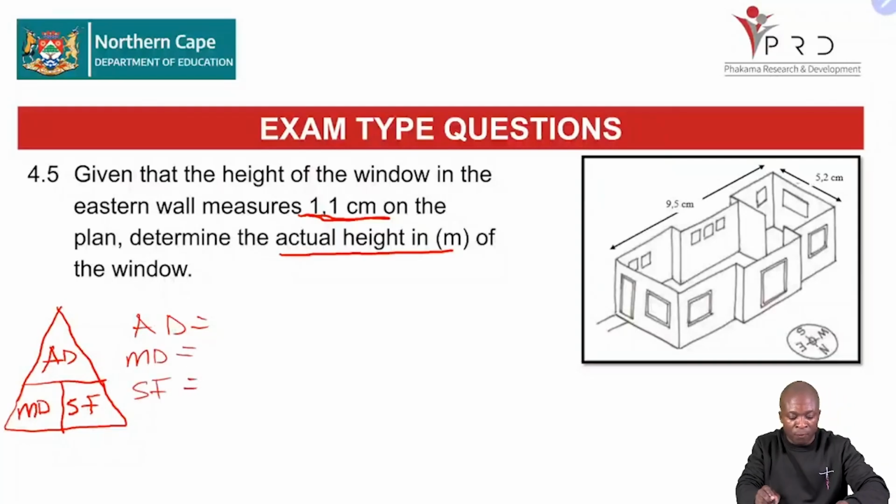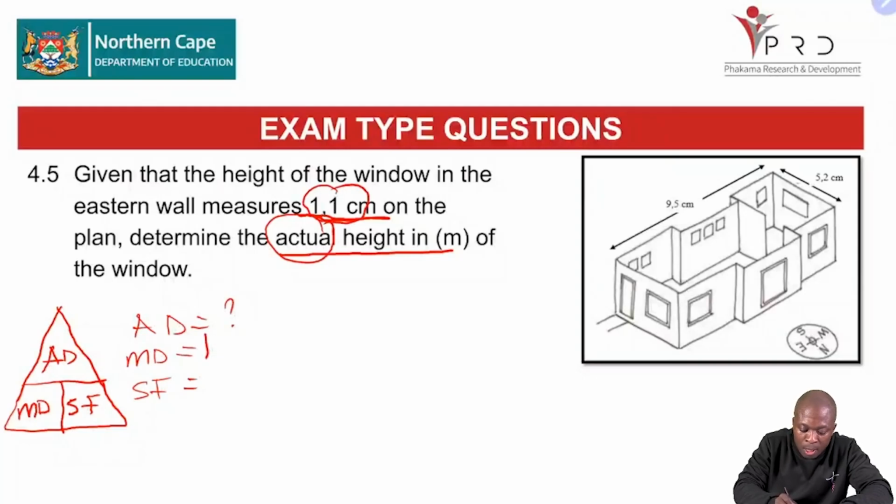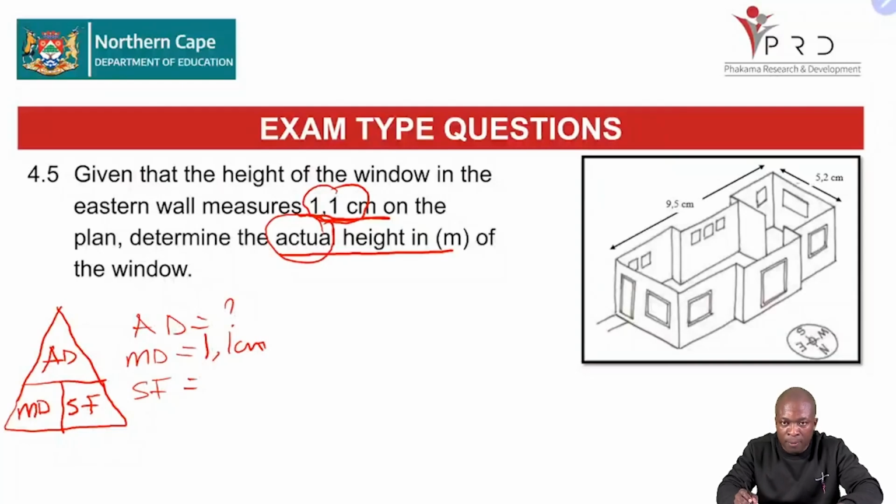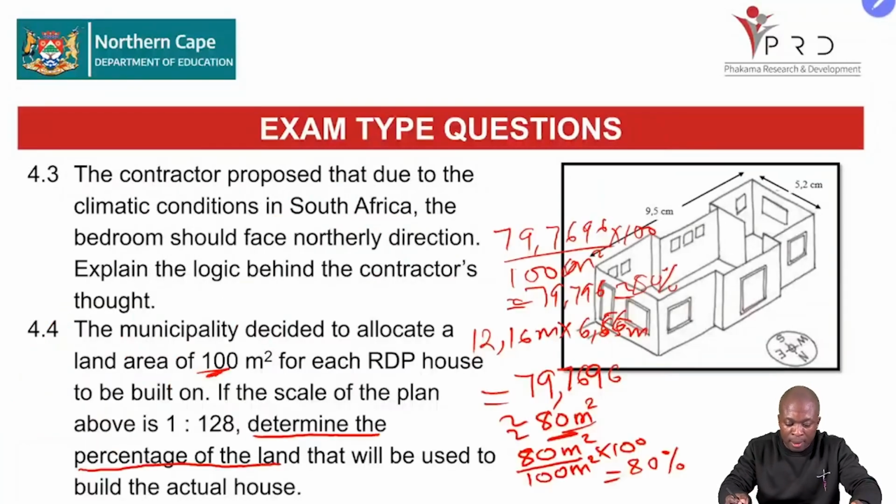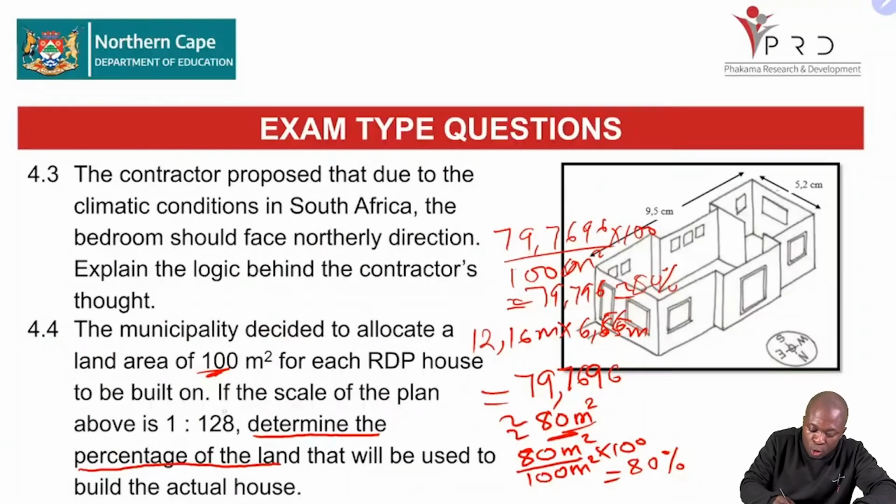There are 3 values that we need to find here. So, do we know the AD? Look at the question, it says actual. So AD, it means we don't know. Do we know our MD? Yes, here is our MD. It's what? 1.1 centimeters. SF, you know it. If you go back, you will find the SF. Here is your SF.